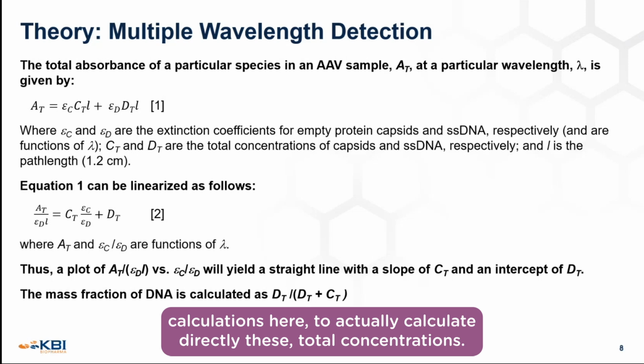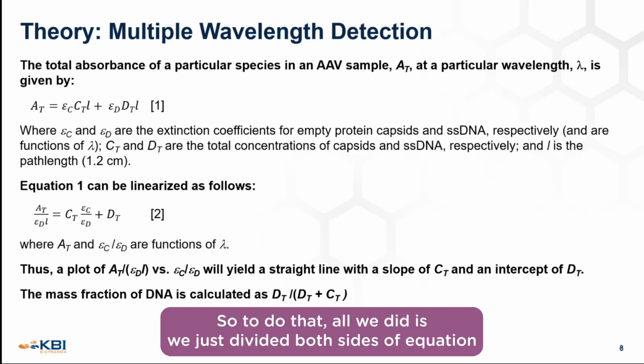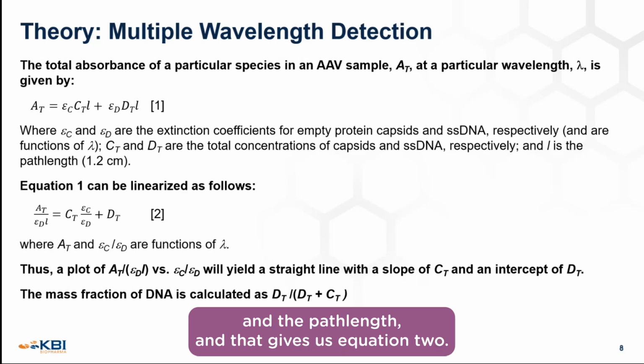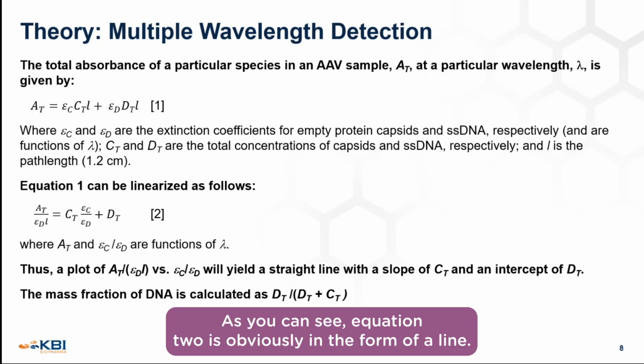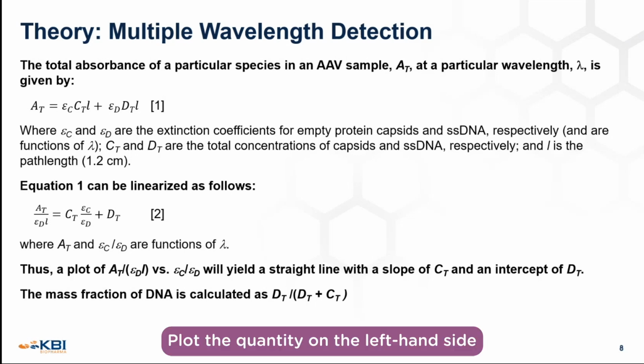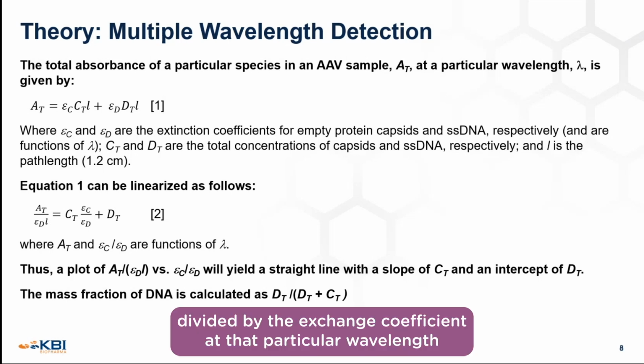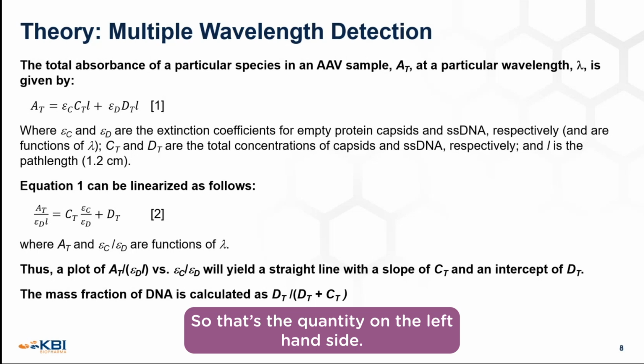to actually calculate these total concentrations directly. To do that, all we did was divide both sides of equation 1 through by the extinction coefficient of the DNA and the path length, and that gives us equation 2. As you can see, equation 2 is obviously in the form of a line. Plot the quantity on the left-hand side, which is the total absorbance at each particular wavelength, divided by the extinction coefficient at that wavelength, divided by the path length.